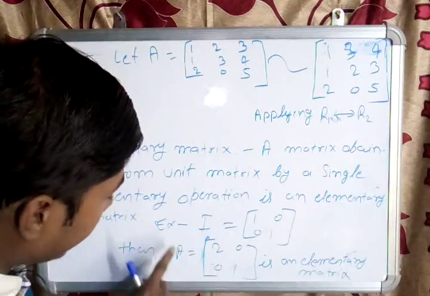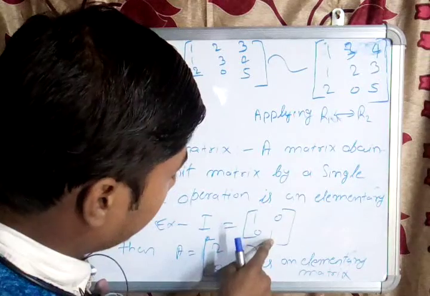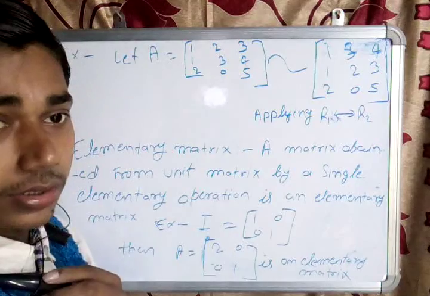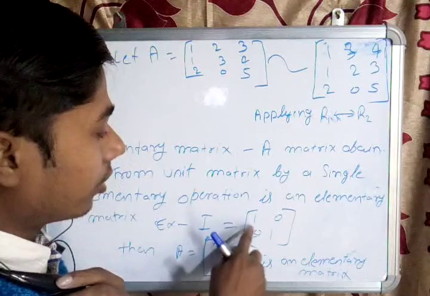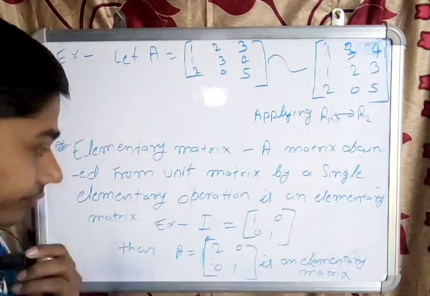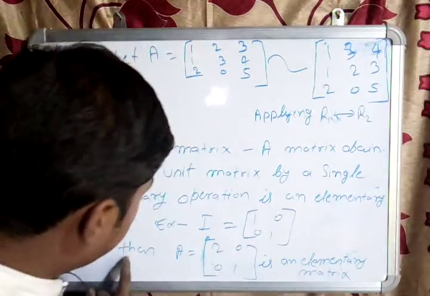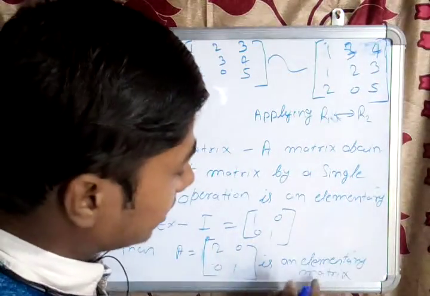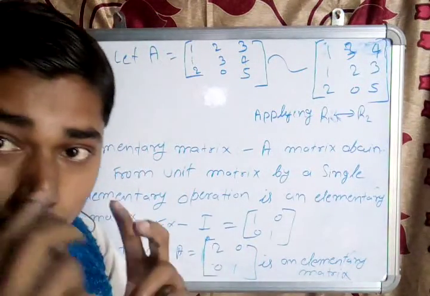We can see here I is equal to [1 0; 0 1], and I is called an elementary matrix of 2 by 2 order because the number of rows and the number of columns are the same. Then we can see A is equal to [2 0; 0 1] is an elementary matrix because it is multiplied by one row.